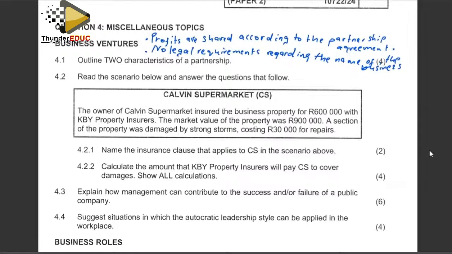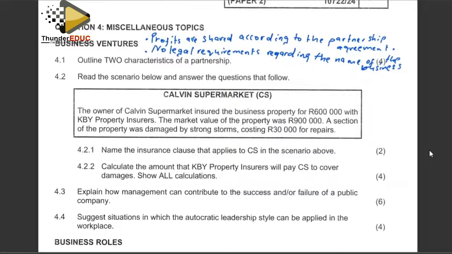Read the scenario below and answer the questions that follow. Calvin Supermarket, which is CS. The owner of Calvin Supermarket insured the business property for 600,000 with KBY property insurance. The market value of the property was 900,000. Then a section of the property was damaged by strong storms, costing an amount of 30,000 for repairs. That is the amount of damage, or the amount of loss.